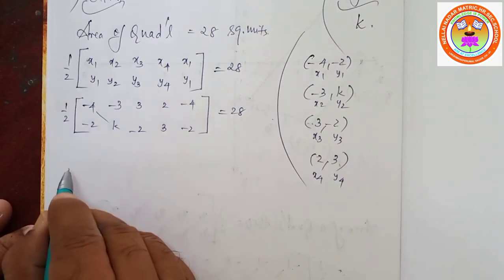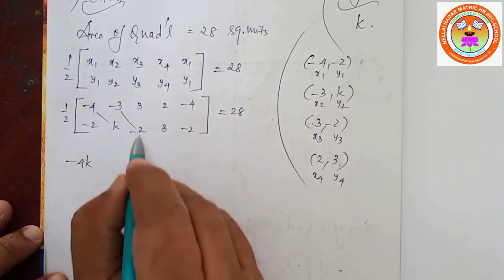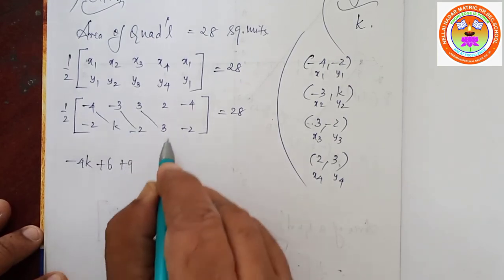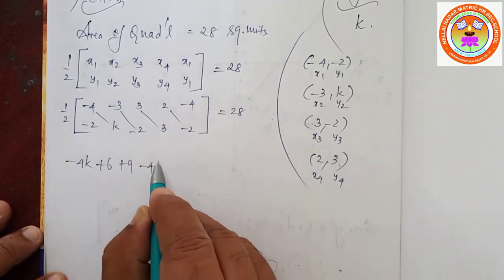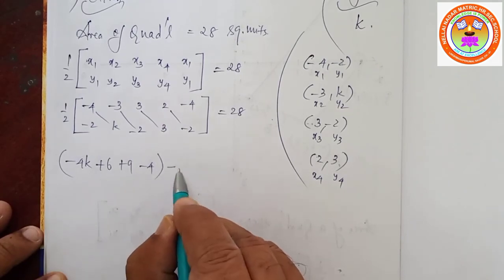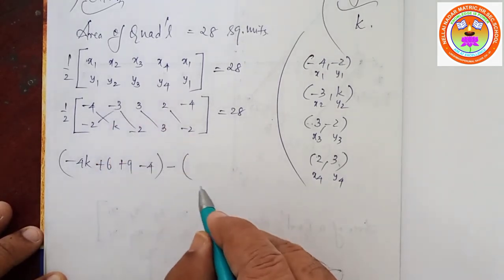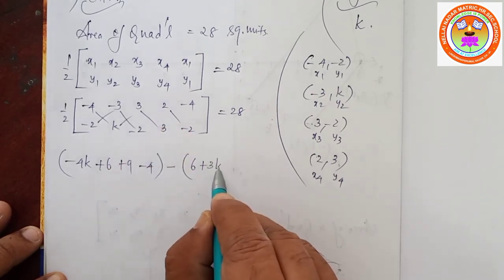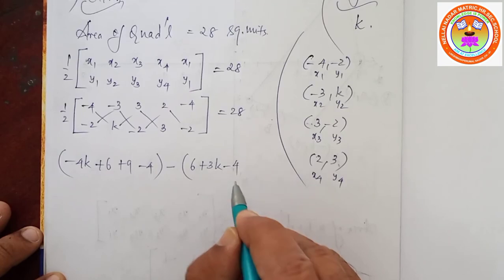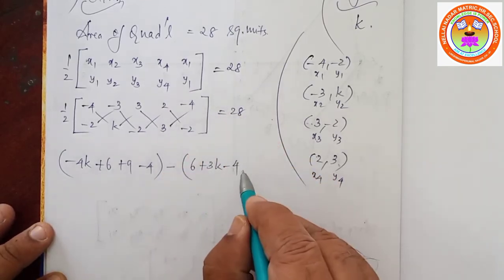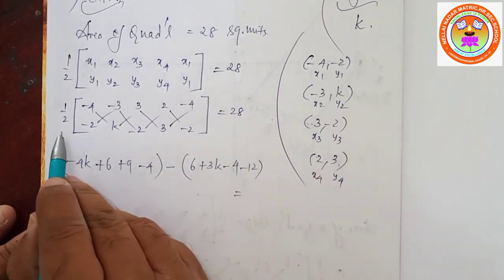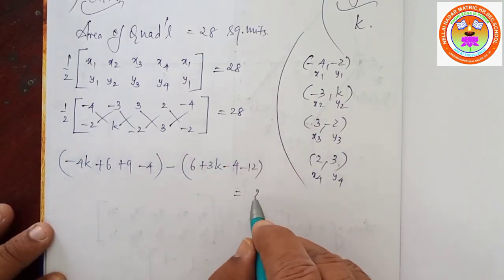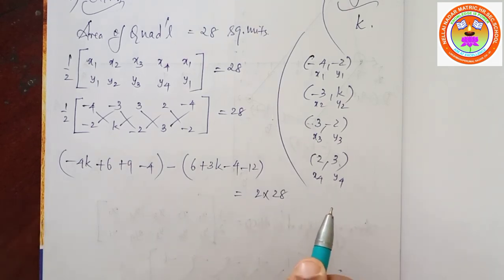Multiply these two, minus 4 into k, minus 4k, minus 3 into minus 2, plus 6, then 3 3s are 9, 2 into minus 2, minus 4. Close the brackets, again minus, multiply these two numbers, minus 2 into minus 3, 6, k into 3, 3k, minus 2 into 2, minus 4, 3 into minus 4, minus 12, that is equal to, here we have 2 in the denominator, cross multiply 2 and 28, 2 into 28.